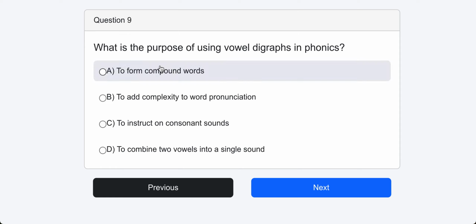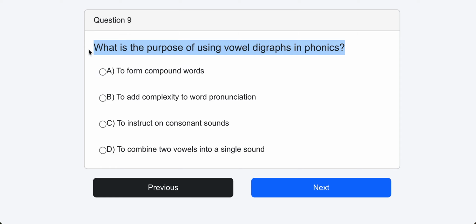Moving on to question number 9, this one reads, what is the purpose of using vowel digraphs in phonics? Take a look at answer options A, B, C, and D. All right, talking all about vowel digraphs.